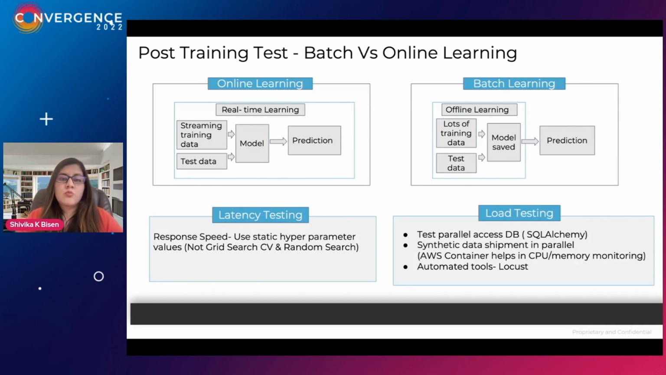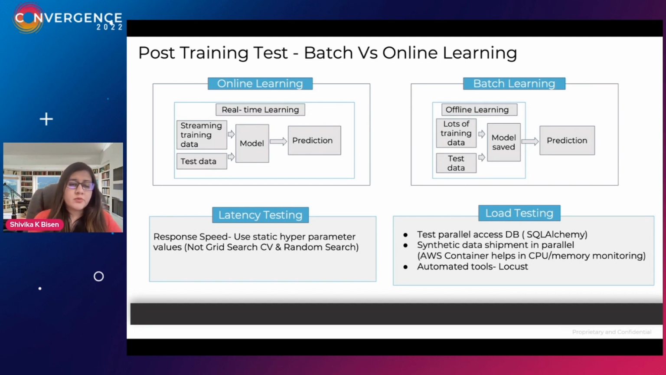Here the model learns in real time, and it tests and predicts in real time. So basically there's no model saving happening. Everything is running on the fly. That's why, in this case, latency testing can be really important. Latency testing means you have to check what speed of response your model has. This is something that I experienced firsthand.